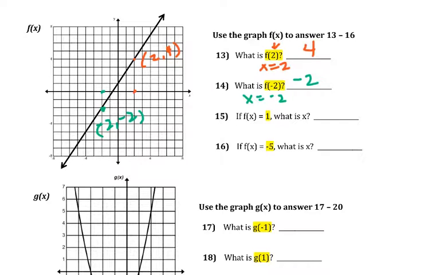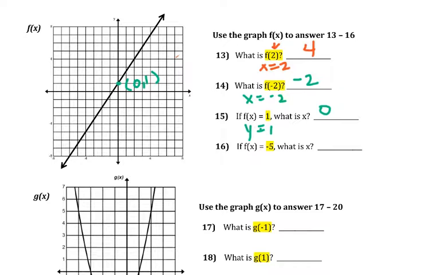Now 15 and 16 are asking the opposite question. They're saying when f of x is equal to 1. In other words, that means when y is equal to 1. So you're going to go on your y-axis to 1. Oh, and look, there's the graph. So that ordered pair is 0, 1. So if y is 1, x is 0. So that's looking at it the other way around.